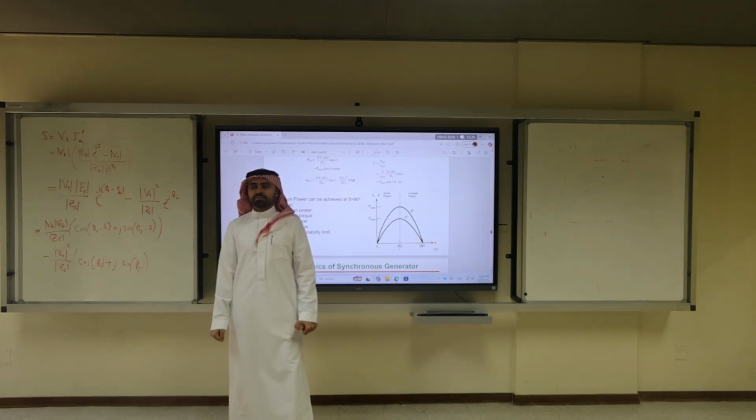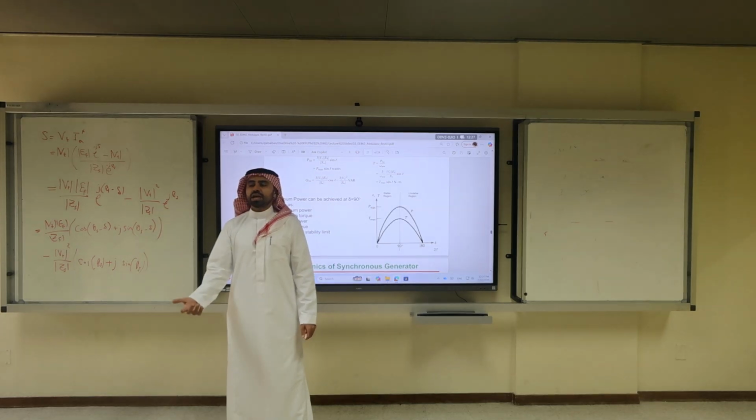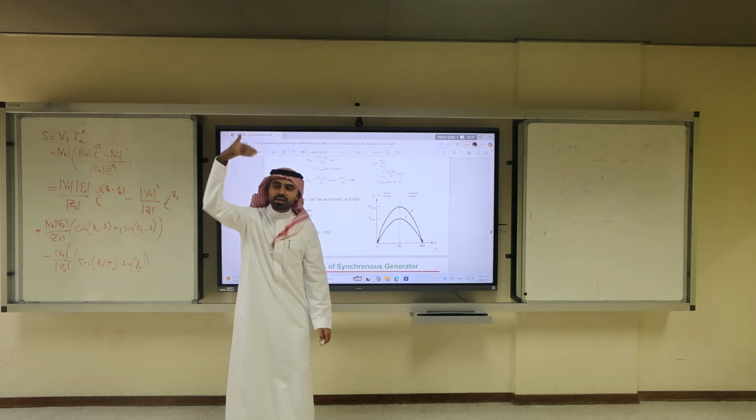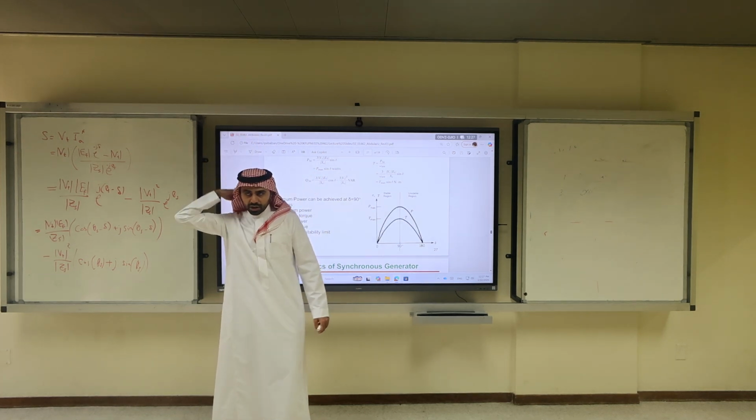Assuming we are in the stable region, can we change the impedance to increase it? Yes, you can change it, but you change the impedance by adding external impedance, and the only way to add external impedance is to change the lines, and we'll talk about it.